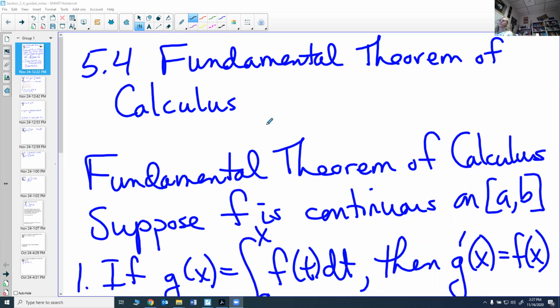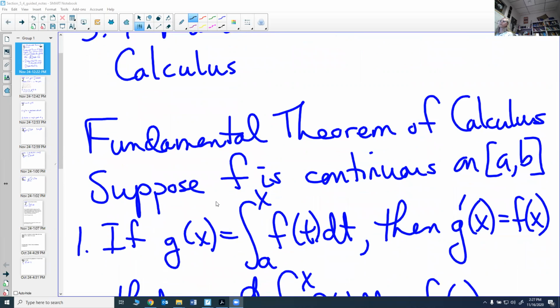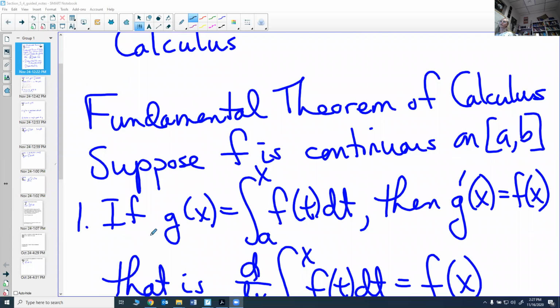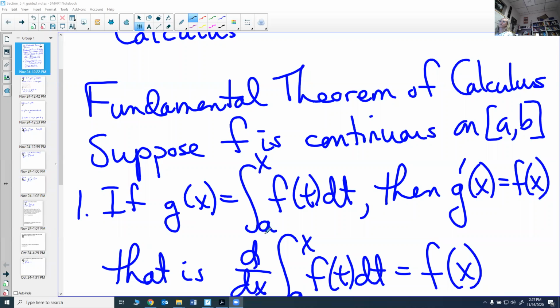And what this says is, the fundamental theorem of calculus says, suppose f is continuous on some closed interval from a to b. The first part says, if g of x equals the integral from a to x of f of t dt, then the derivative of g is just f of x. In other words, just the thing inside. They kind of cancel each other.